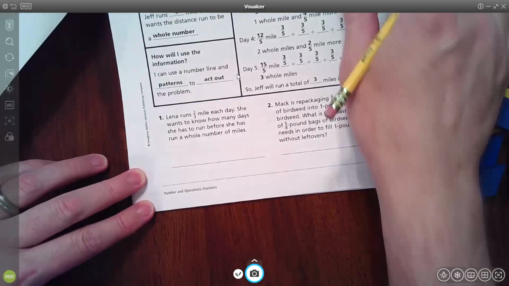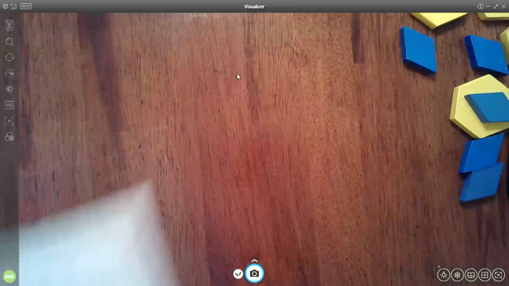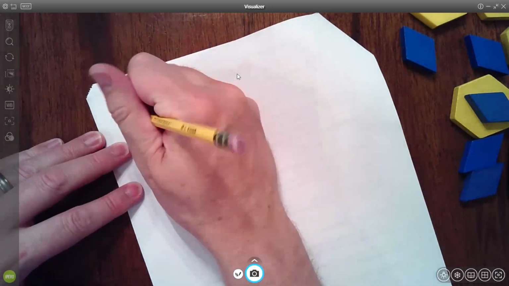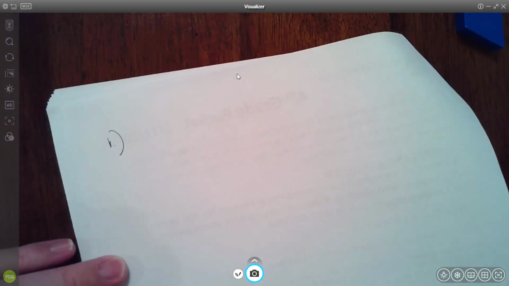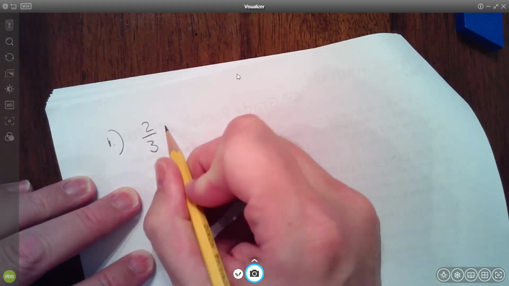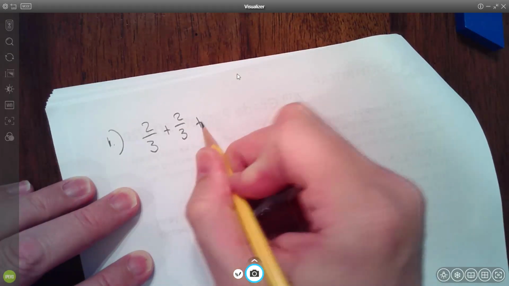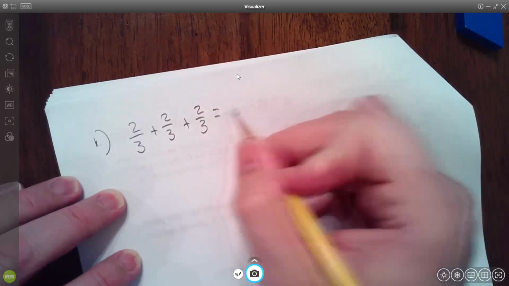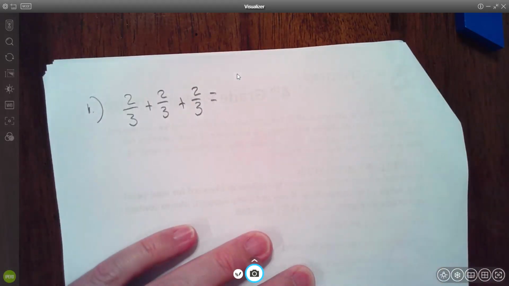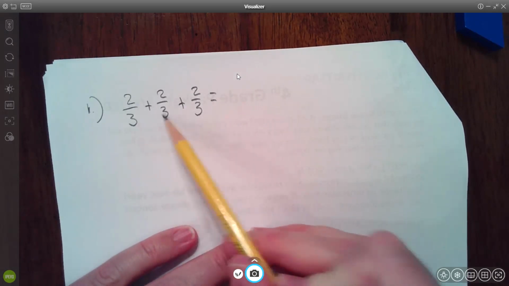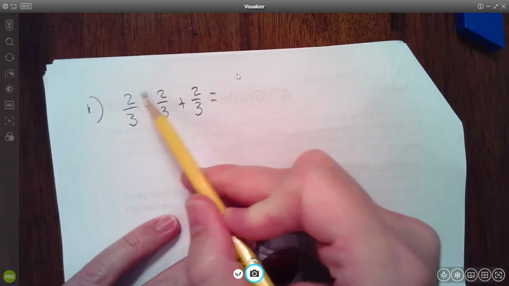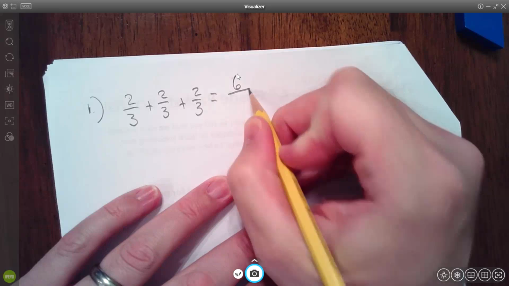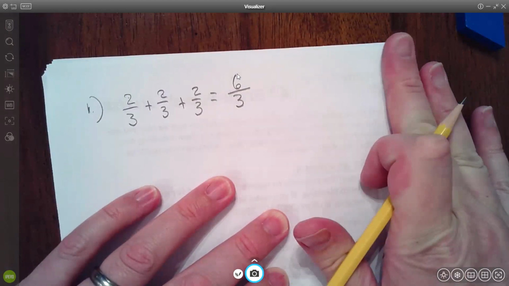I'm going to slide this paper over, and I'm going to do that math over here. I'm going to fold it because it might be handy for us to look back. So for problem 1, I'll come down just a little bit further to get closer. We found out that 2/3 plus 2/3 plus 2/3 equaled, and from last week and the previous weeks, we know that when we add numbers and the bottom number is the same, when the denominator is the same, we just add right across the top. 2, 4, 6. 6/3.